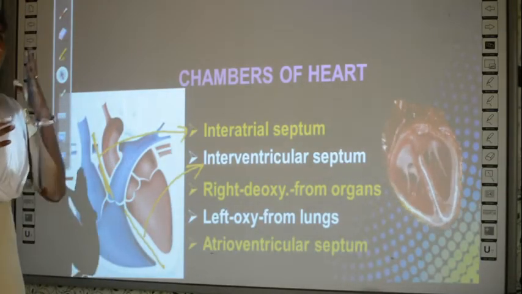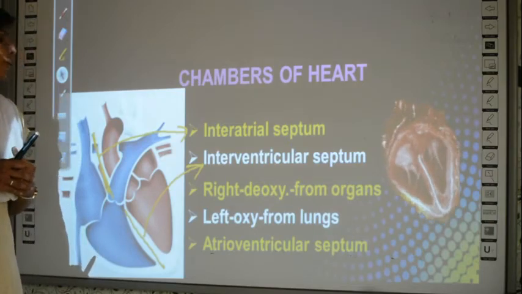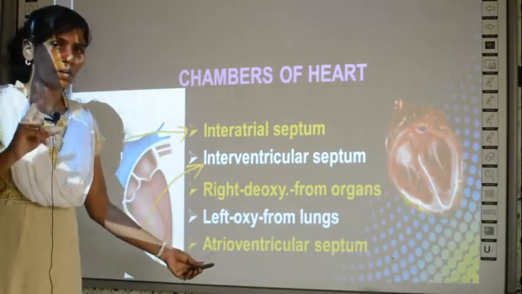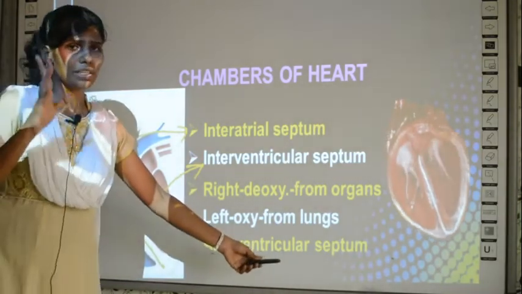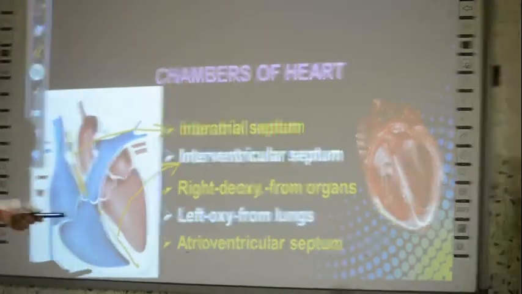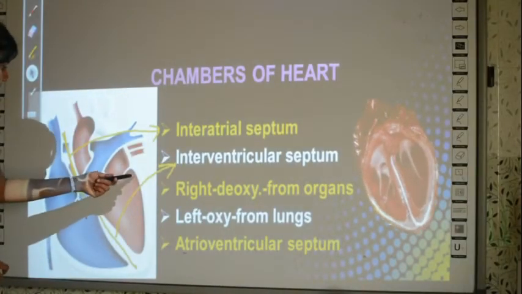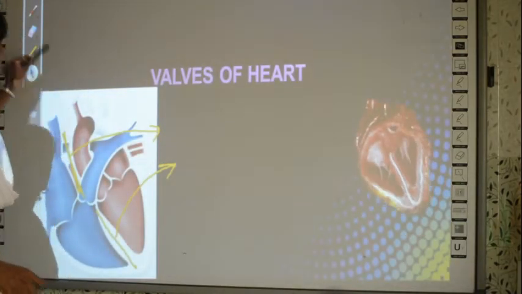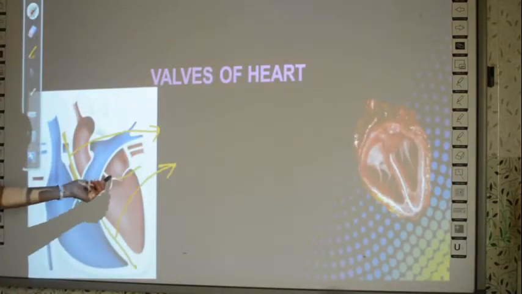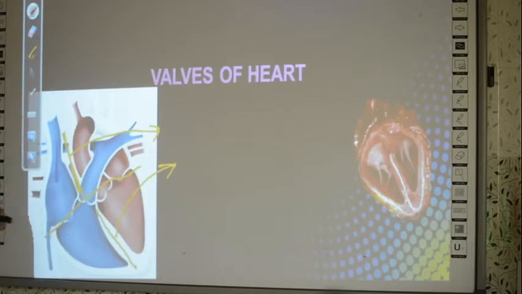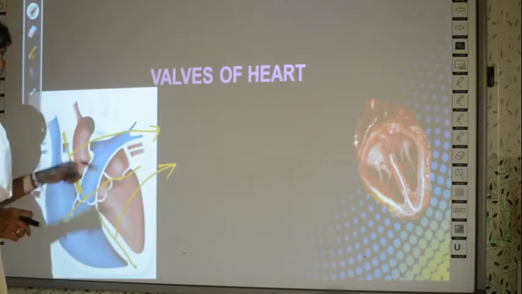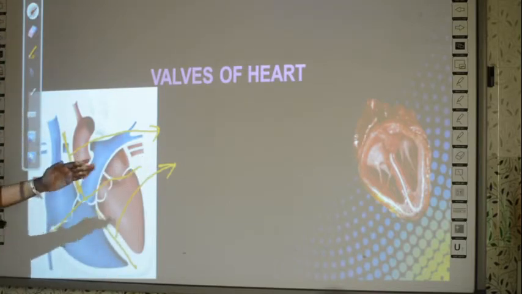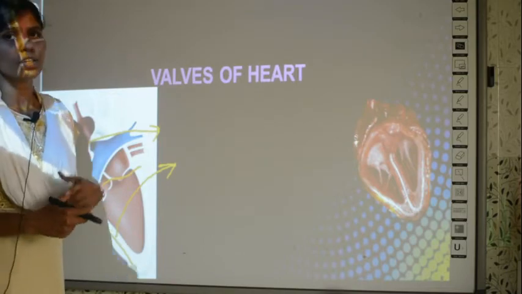And you also have one more septum called the atrioventricular septum. From the name itself, atria means both atria, right? Ventricles means ventricles, you know. The septum is the division between atria and ventricles. So this division is the atrioventricular septum. Clear? So this is interatrial, interventricular, and this is the atrioventricular septum. So this is about the chambers of the heart.